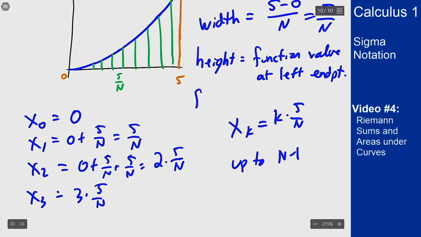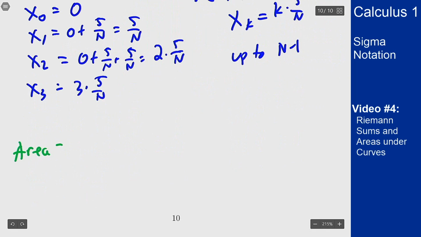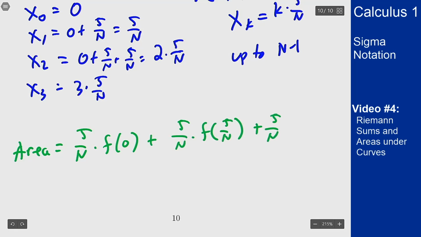The height is going to be f at k times 5 over n, which is what's the area under these rectangles. Well, it's going to be the width, 5 over n, times the height at the first endpoint, plus width, 5 over n, times the height at the next endpoint, plus 5 over n times the height at the next endpoint. And this process keeps going up until we're at 5 over n, f of the last left endpoint, which will be n minus 1, 5 over n.